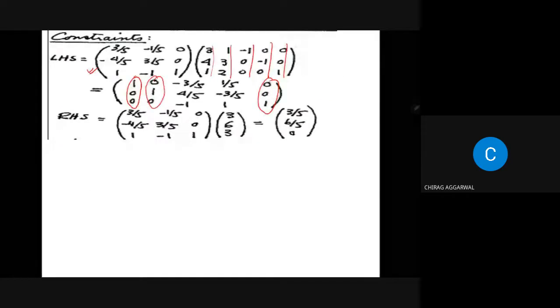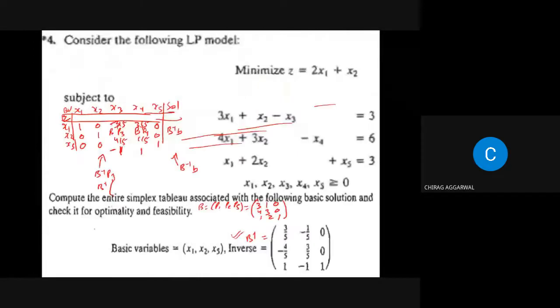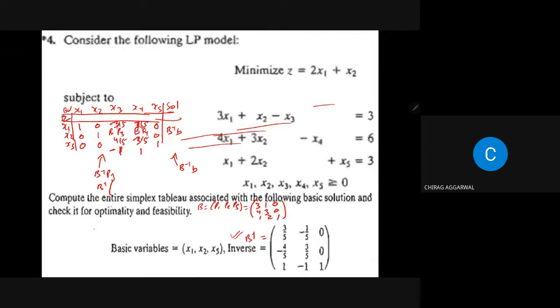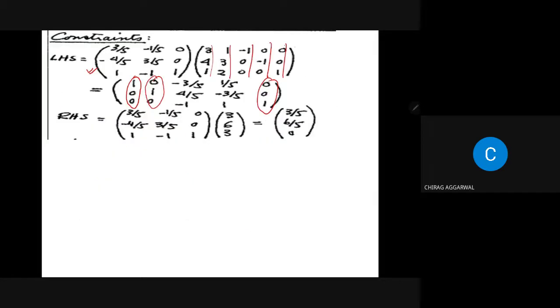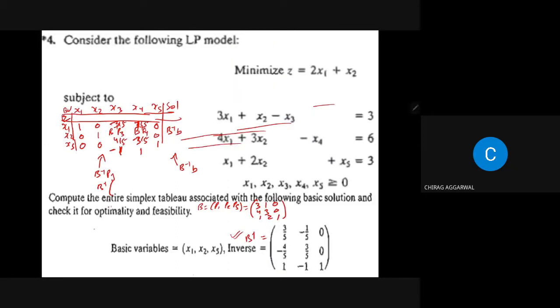Clear? 1 by 5, minus 3 by 5 and 1. And what about the right hand side? Right hand side we can compute as B inverse b. b is 3 6 3, so it will become 3 by 5, 6 by 5, and 0. So it will be 3 by 5, 6 by 5, and 0.